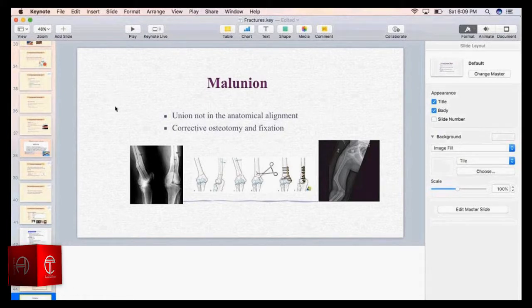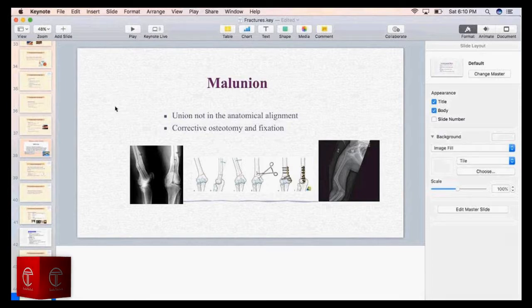The next complication, we are moving on to the late complications, is malunion. Malunion means a bad union. Mal means bad, like malaria, bad air. So malunion is when the fracture is united not in its normal anatomical position. I repeat, when the fracture is united not in its normal anatomical alignment, it is a malunion. Whenever there is a malunion, and if it is not an acceptable malunion, definitely you have to correct it by a corrective osteotomy.